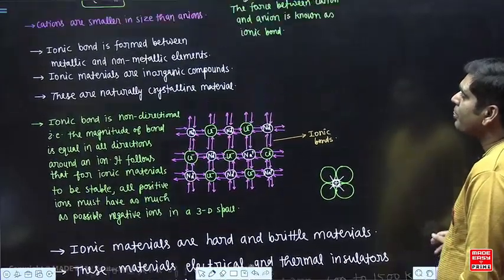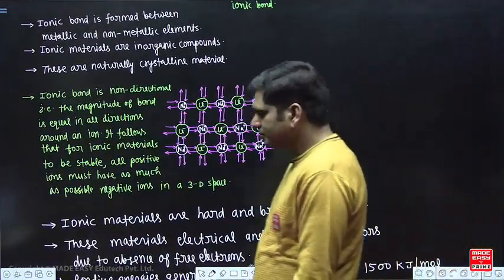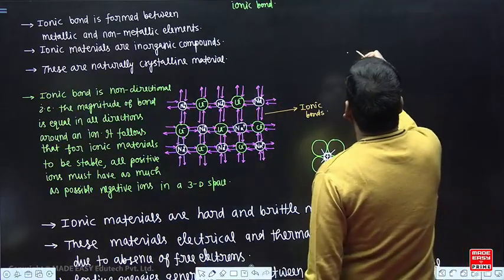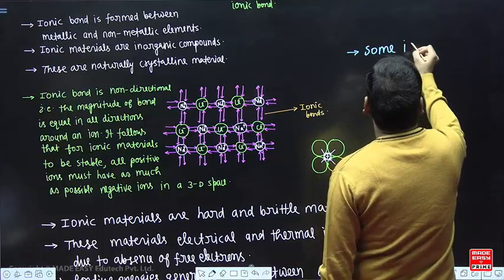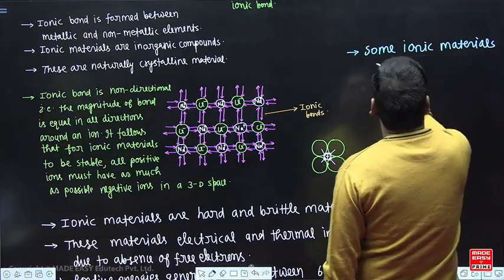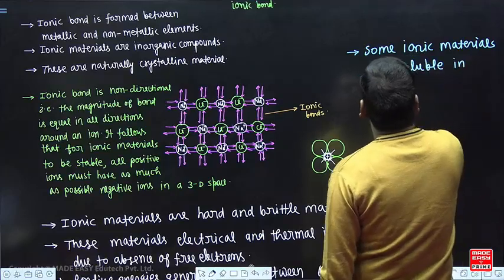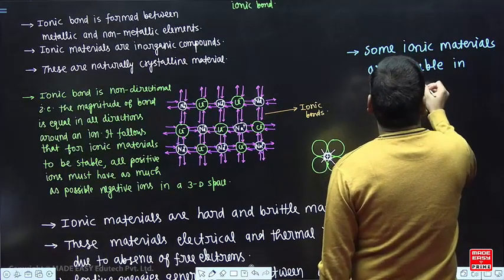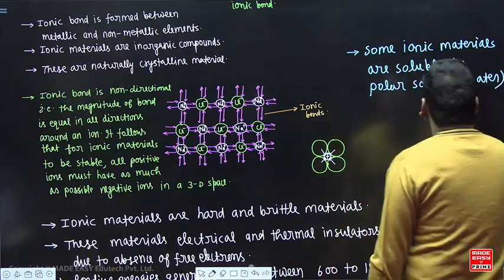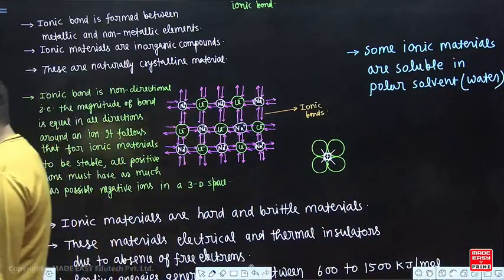Please note down. You must have written the above part, start writing from here. Ionic materials are generally soluble in polar solvents like water. Some ionic materials are soluble in polar solvent. Polar solvent means water. Some ionic materials are soluble in polar solvents. They dissolve in polar solvent.